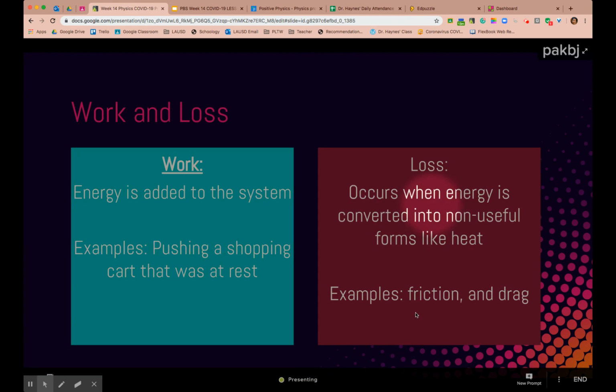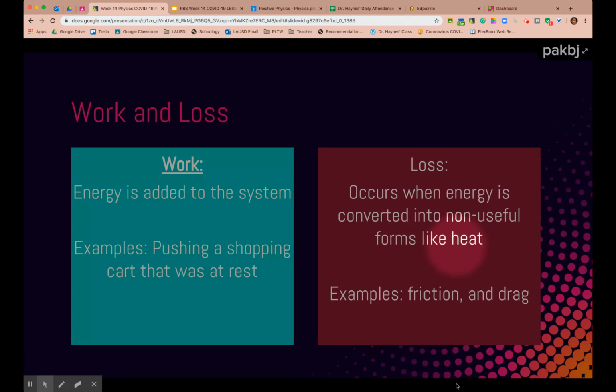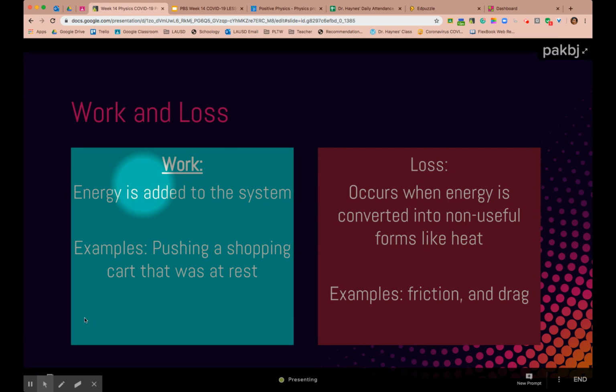Now, loss occurs when energy is converted into non-useful forms like heat. So remember, we're not actually losing energy, but it's being made into a form that we can't use. So then we consider it lost energy. So that's what we mean.